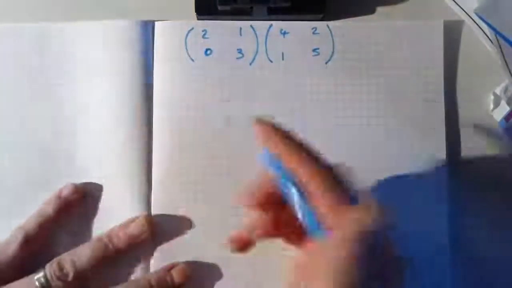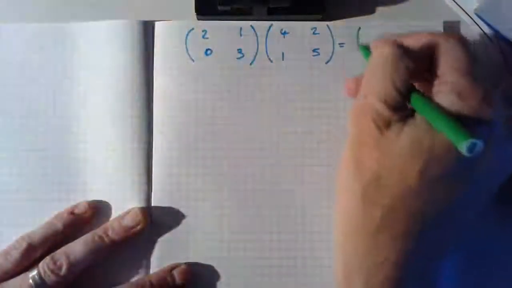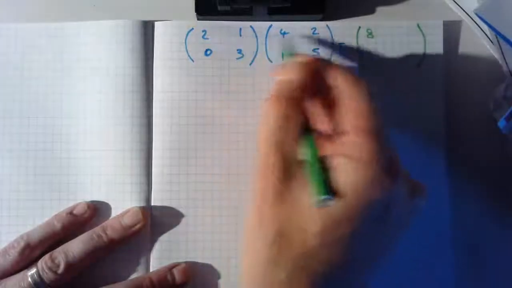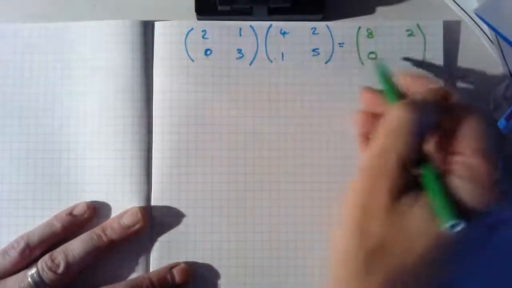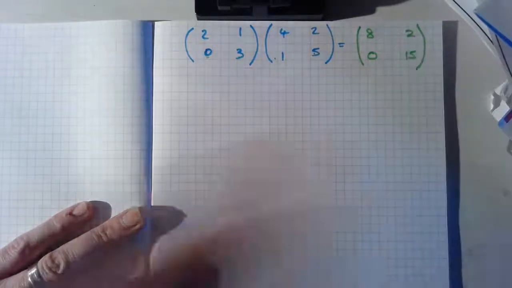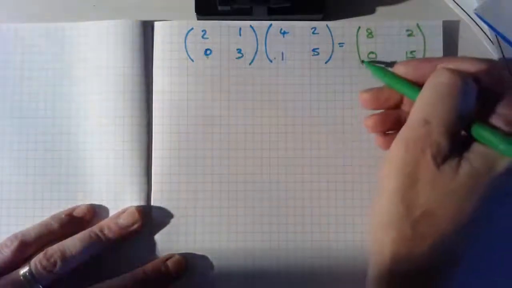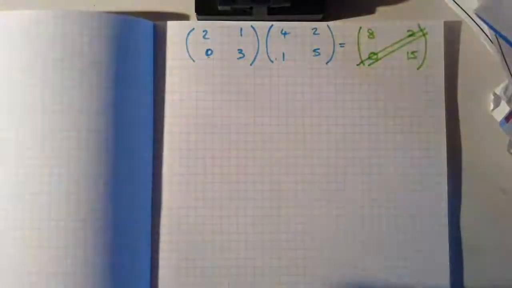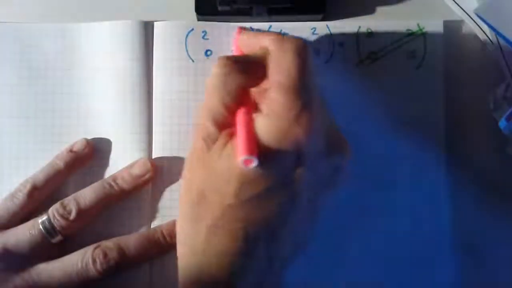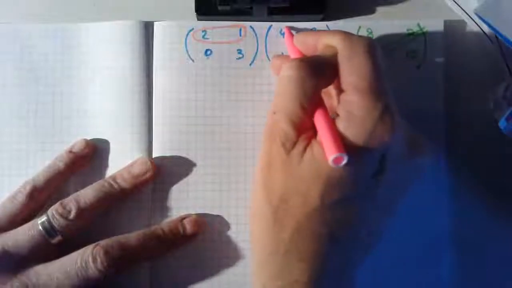Okay, now we're moving on to a 2 by 2. Now what you might expect is that this might just simply be 2 times 4 is 8, 1 times 2 is 2, 0 times 1 is 0, and 3 times 5 is 15. If it was the case, it'd be fantastic, but unfortunately it's not. You have to do exactly what we just did then. A 2 by 1 multiplied by a 4 by 1.